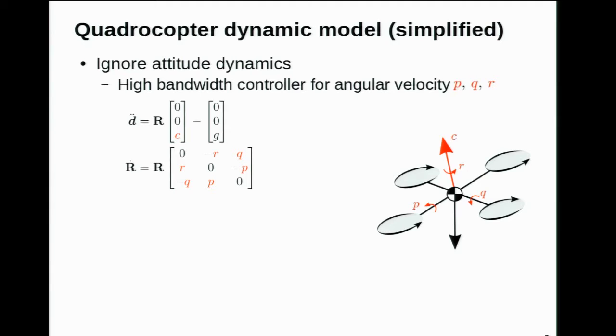And the bandwidth of this inner loop controller can be high enough that from the trajectory generation standpoint, you can treat these as inputs. And then you end up with a much simpler system where you still have four inputs, but these four inputs are now the three components of angular velocity, P, Q, and R, and the total mass normalized thrust, which I'm calling C here. So we will now use this set of equations to plan the quadricopter's motion.